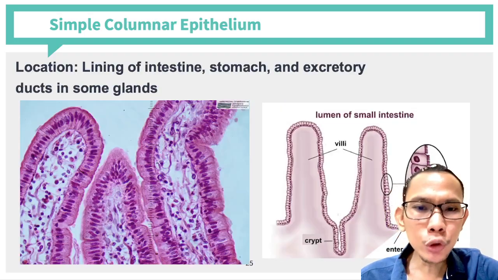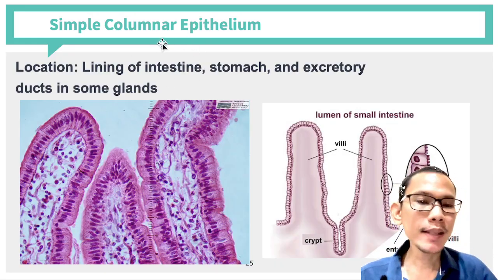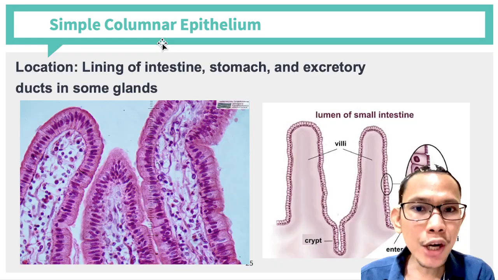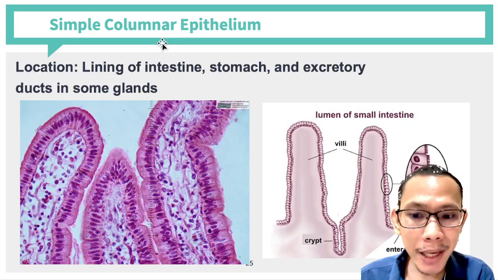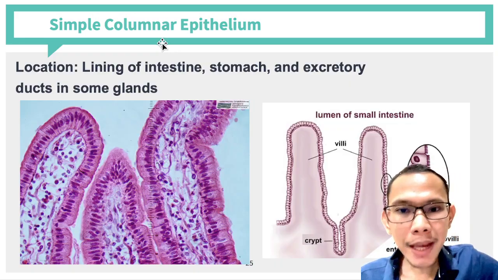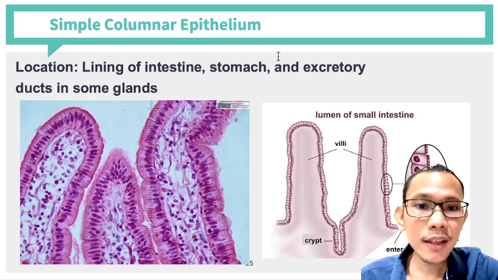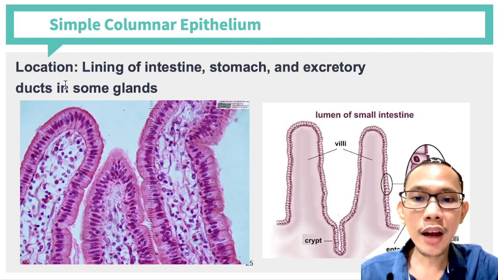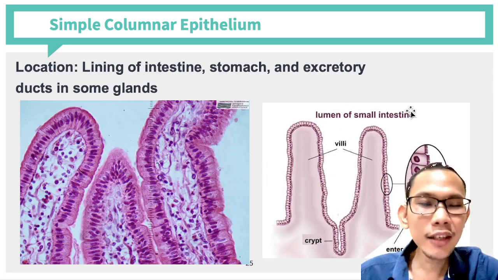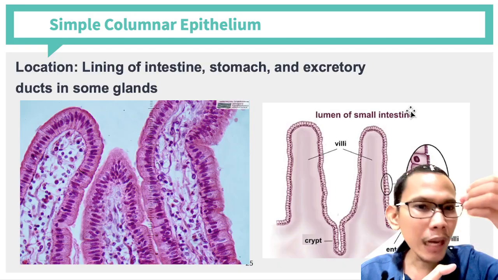How about your simple columnar? Simple columnar, think of your intestine. Pag sinabi kong small intestine, ano nga yung special surface modification? Remember microvilli. Simple columnar, matatagpuan sa intestine, sa stomach, and excretory ducts in some glands. Again, this is the lumen of your small intestine. Remember, yung small intestine natin, dapat para din siyang tube.